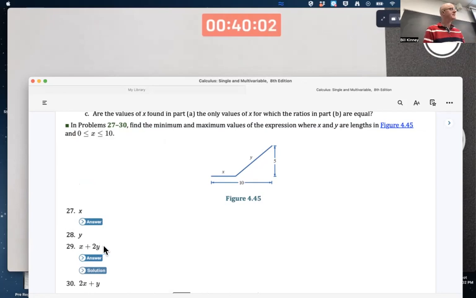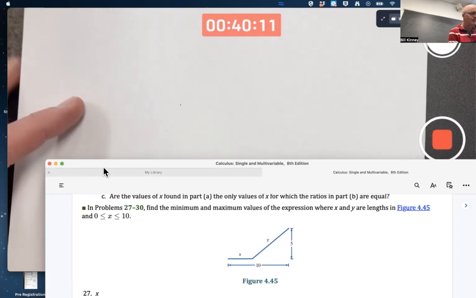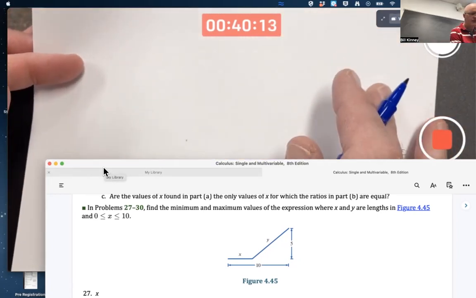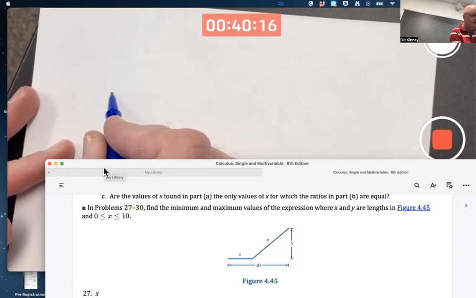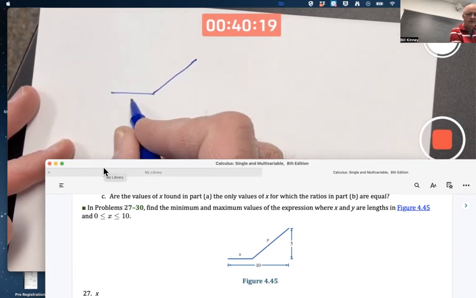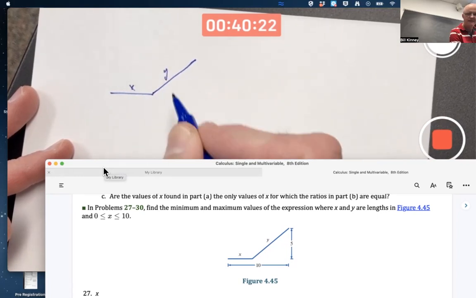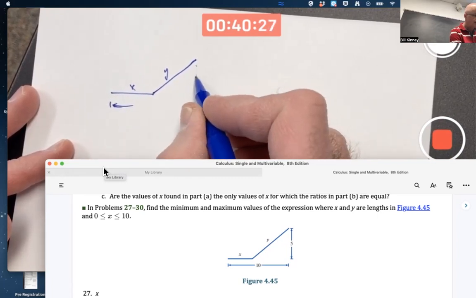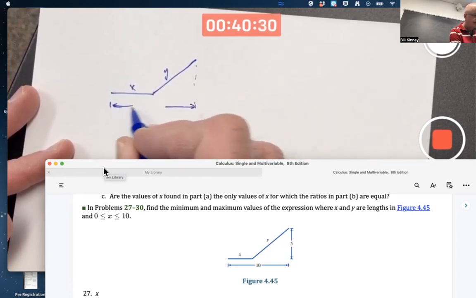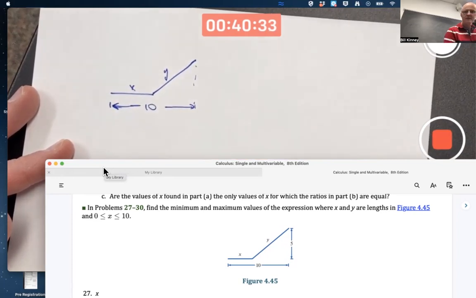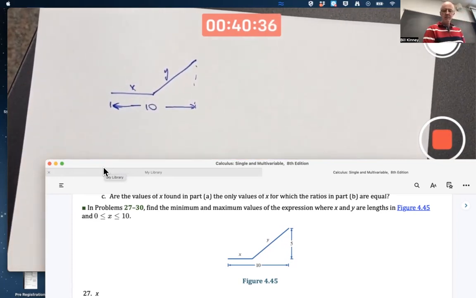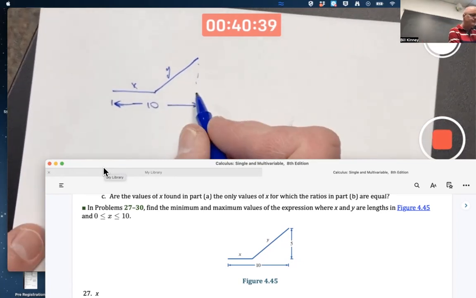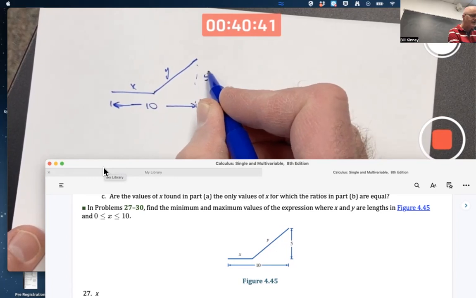It's x plus 2y, that's the function, but y does depend on x. The picture tells you how y depends on x. So let me redraw the picture here. X is this length, y is this length. This distance from here to evidently directly under that point is 10. The units are not given. In a real life practical problem, you would want to think about units. And this distance is labeled as a 5.